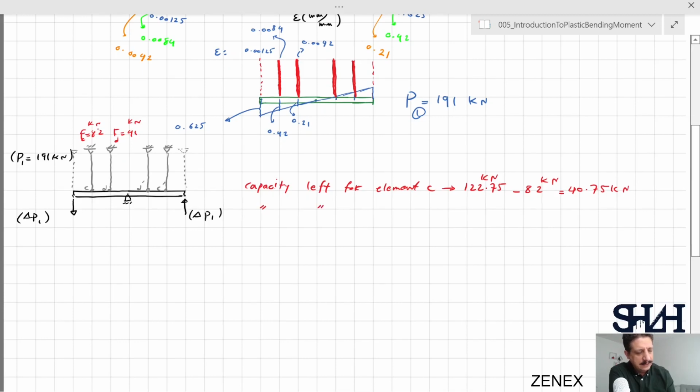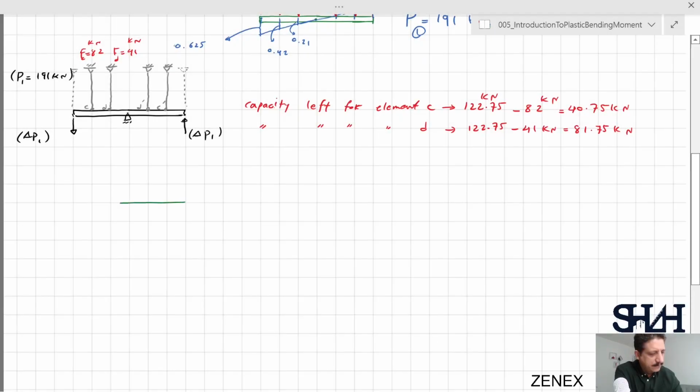And the same for element D, 122.75 minus 41 kilonewton. So it will be 81.75 kilonewton. Here we can see that element C and C prime are with the minimum capacity until they become yield. So if we increase the force, then C and C prime will yield first. Now we are going to calculate what is delta P1 in order that these two elements yield.